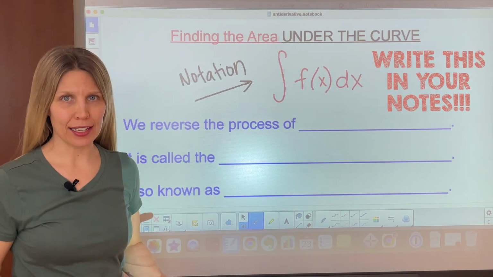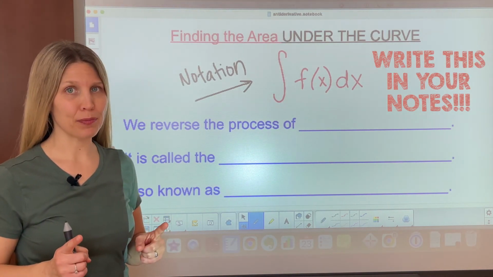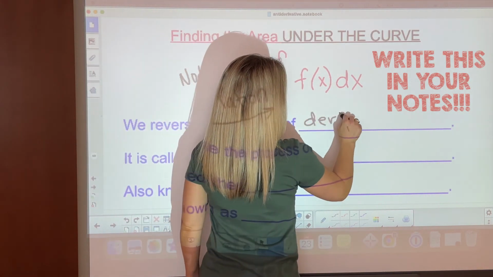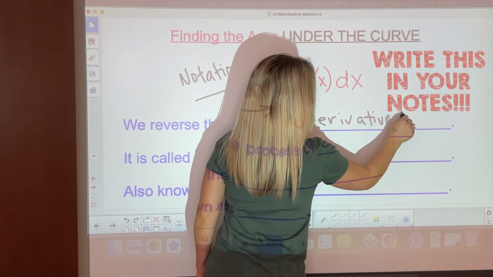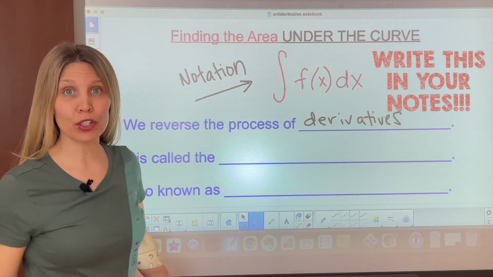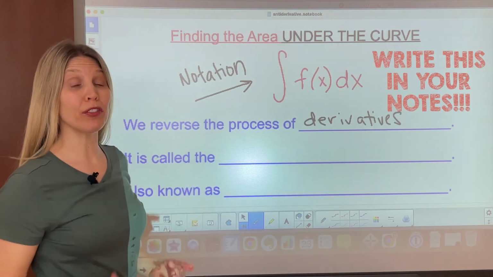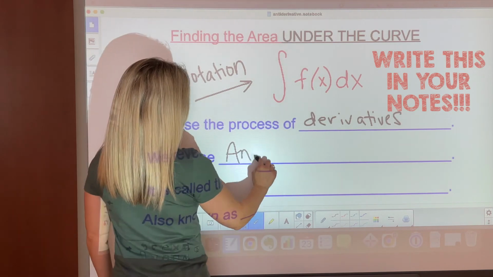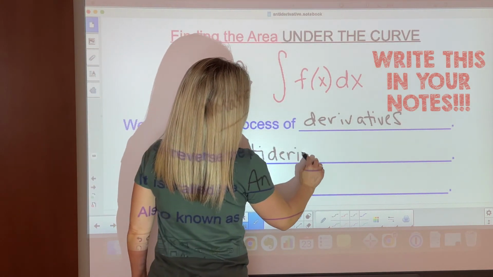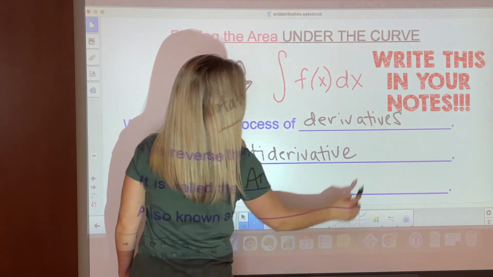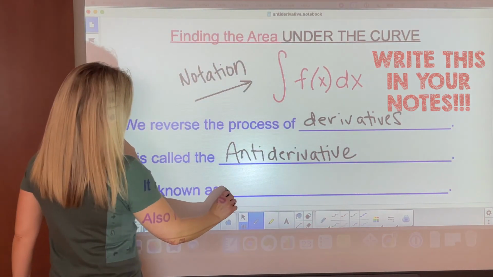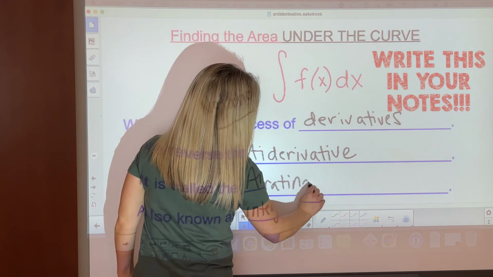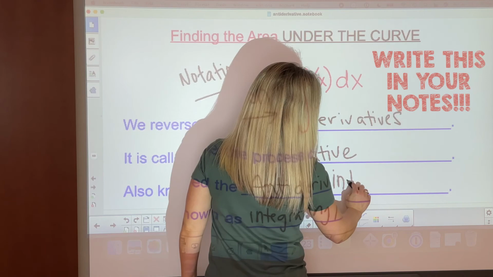So how do we find these things? And this is where the secret comes in. We reverse the process of derivatives. So all those things you've learned up to calculus right now, those derivatives, we're going to reverse that process. So this process is known as the antiderivative. It is also referred to as integrating or finding an integral.